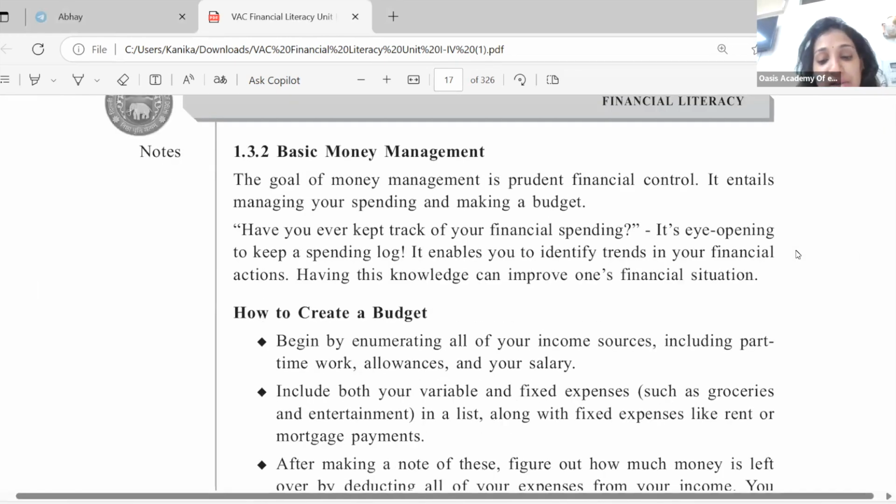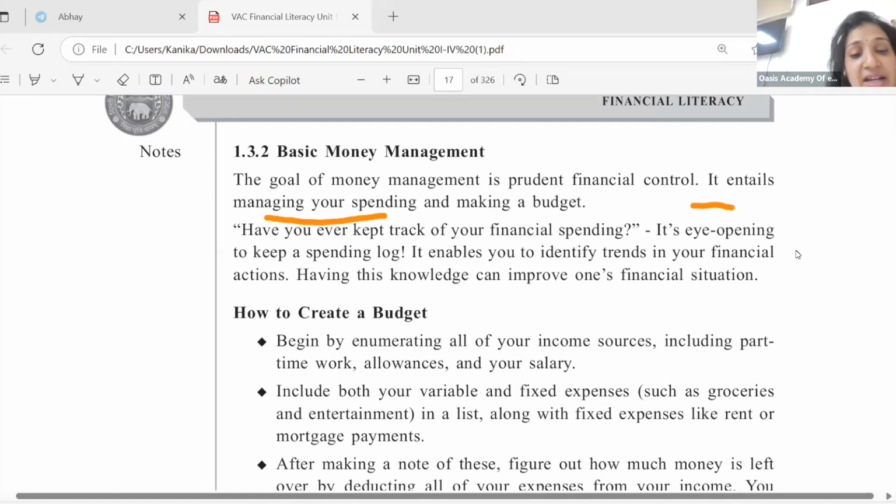What do you mean by money management? Money management means how do you manage your money? How do you manage your expenses? It means managing your spendings and making a budget. The goal of money management is prudent financial control.